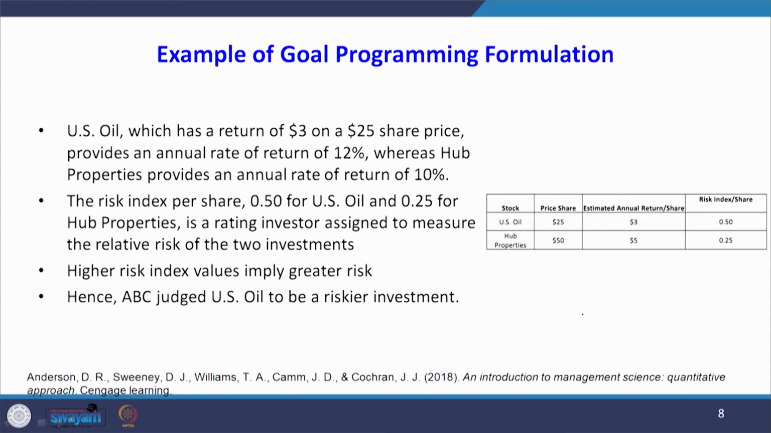US Oil, which has a return of $3 on a share price of $25, provides an annual rate of return of 12%. How did we get 12%? 3 upon 25 multiplied by 100, so it is 12%. Whereas, Hub Properties provides an annual rate of return of 10%. So, it is 5 upon 50 multiplied by 100, that is 10%.